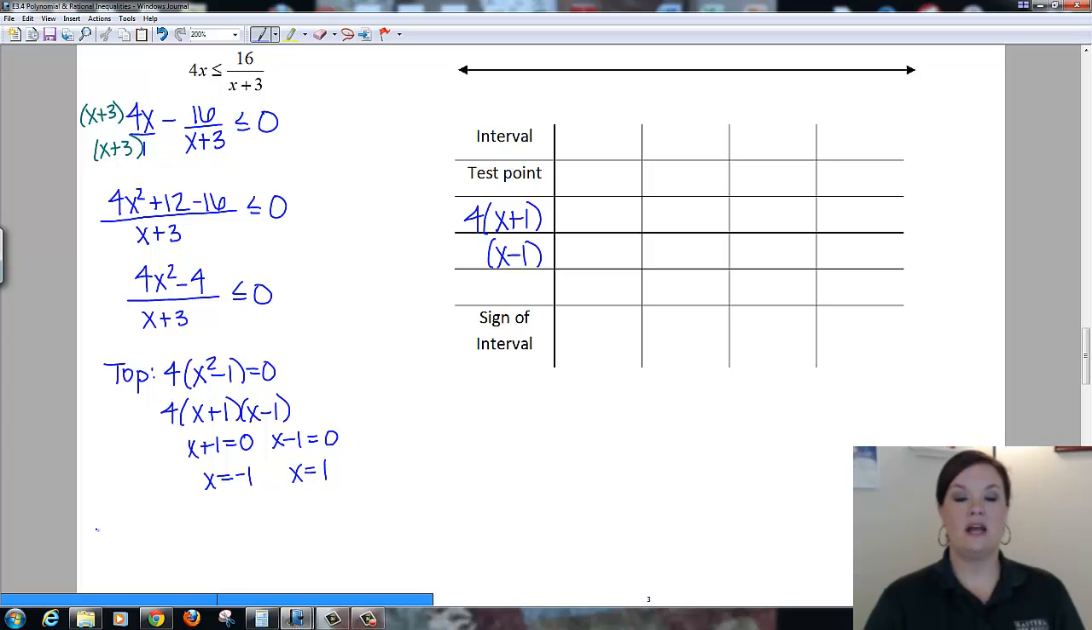Okay. Now we need to find our zeros from the bottom. We look at our bottom, which is x plus 3 in our denominator.